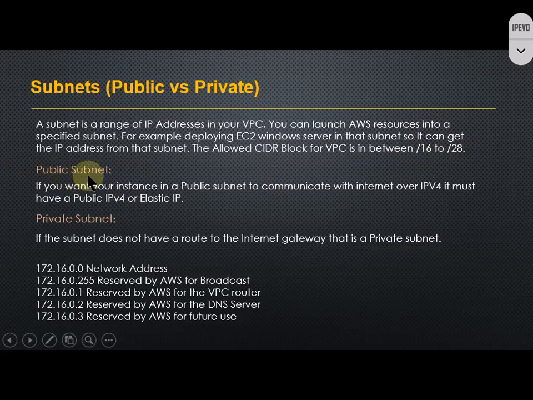So what is a public subnet? If you want your instance in a public subnet to communicate with the internet over IPv4, it must have a public IPv4 or Elastic IP. Elastic IP we are going to cover separately in a separate section with one lab as well, so don't worry about that one. Private subnet: if the subnet does not have a route to the internet gateway, that is a private subnet. Okay, so this is to the point.